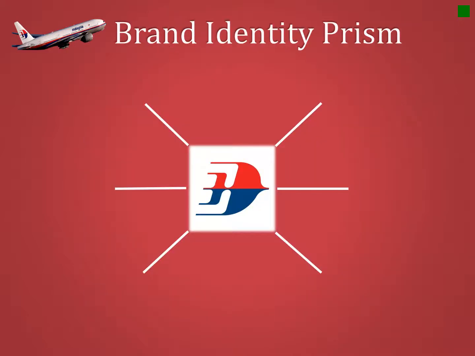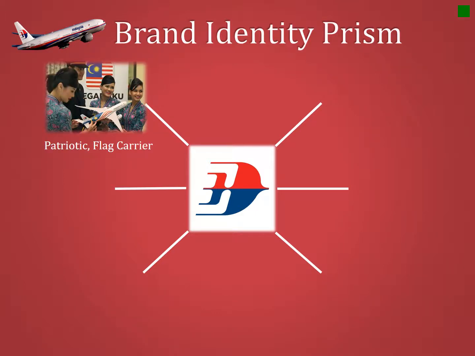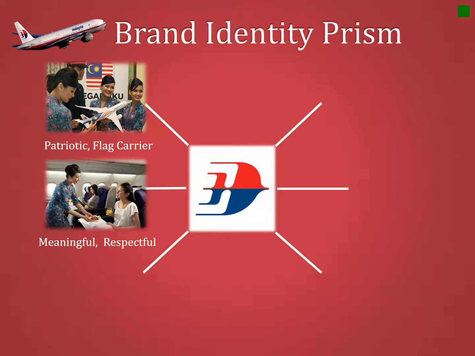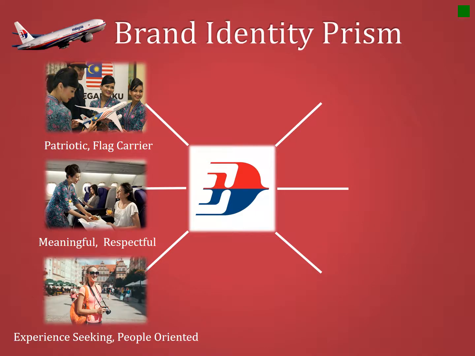For the brand identity prism, we will begin with the physique. Malaysia Airlines is patriotic and it's a flag carrier. The relationship between the customer and the company is meaningful and respectful. The reflection of the customer is experience-seeking and people-oriented.